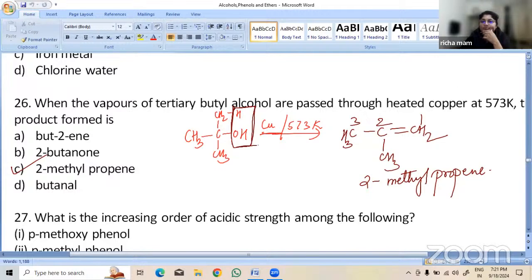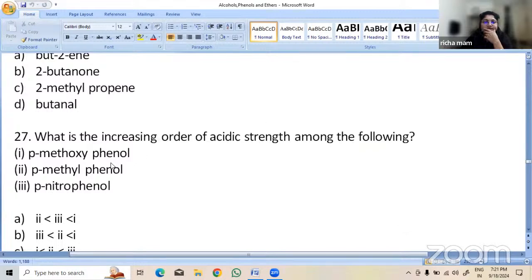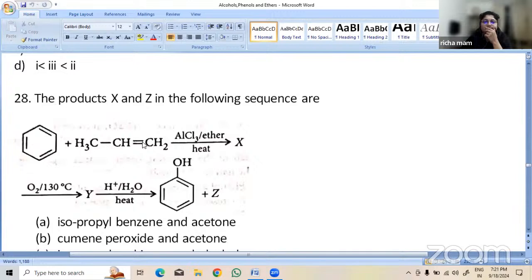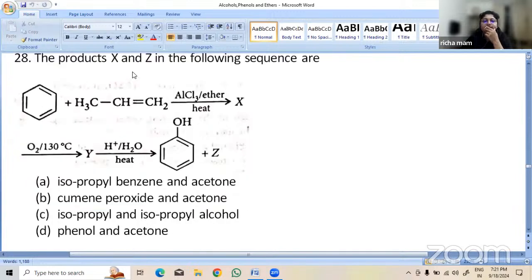Fine, next reaction. Acidic strength we have already seen, so let us leave it. Next question: the products X and Y in the following sequence are. This is a test reaction given. You have a benzene ring reacting with an alkene, a propene.